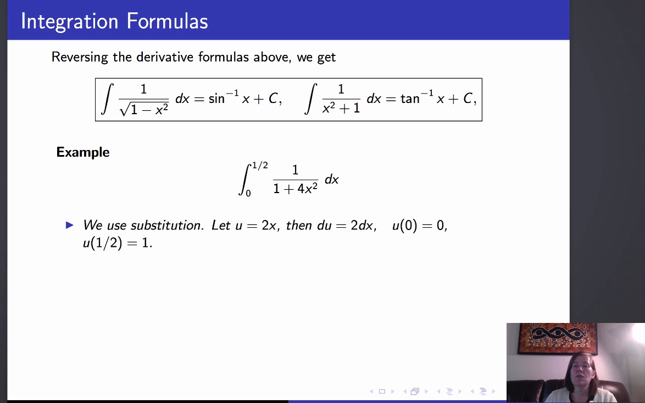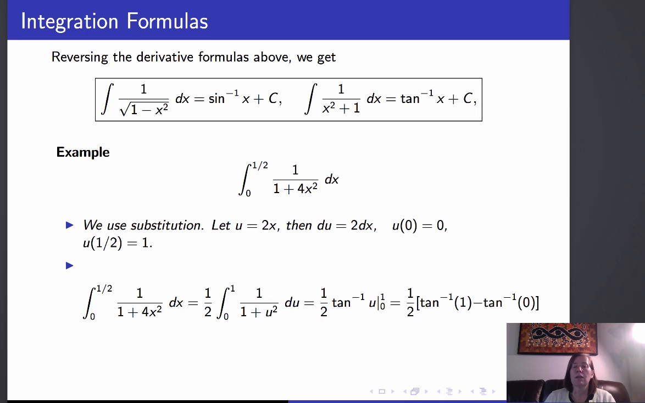du in this case is 2 times dx because du/dx is 2, and applying the function u to the endpoints, I get u of 0 is 0 and u of 1/2 is 1. So now making the substitution, we get that our original integral is 1/2 times the integral of 1 over 1 plus u squared du, because dx is du over 2. The integral runs from 0 to 1.